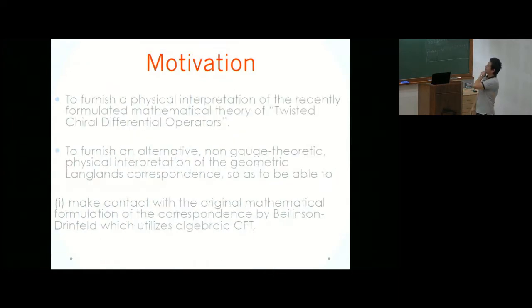Okay, so the motivation for this work, which leads to this talk, is to first furnish a physical interpretation of the recently formulated mathematical theory of twisted chiral differential operators. Okay, so it's twisted in the sense that, chiral differential operators physically just means it's a beta gamma, bc system, it's a ghost system, okay? So you know how to write a Lagrangian for the bc beta gamma system, okay? So for the math people, chiral differential operators are like a refinement of regular cohomology. They are like differential forms that have higher differentials, that they have higher derivatives in this z parameter, where this z parameter is something that you can associate with the Riemann surface. Okay, so that's what chiral differential operators are.